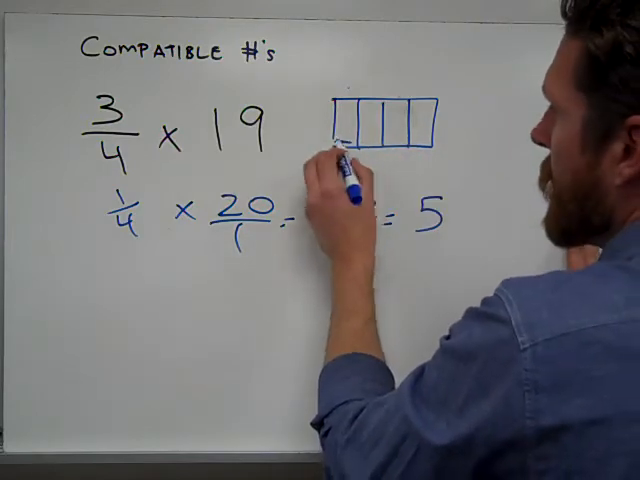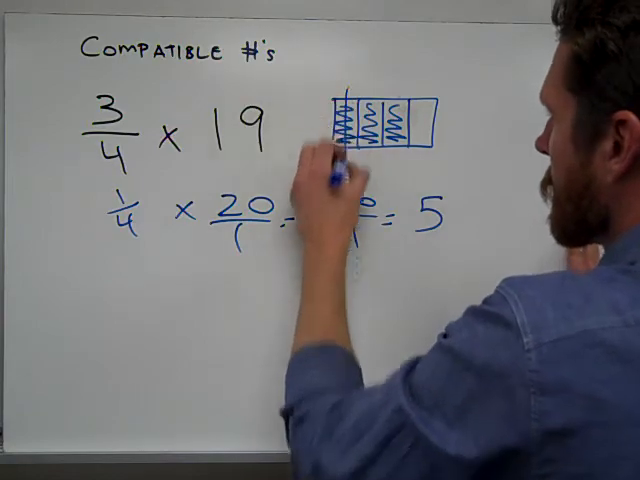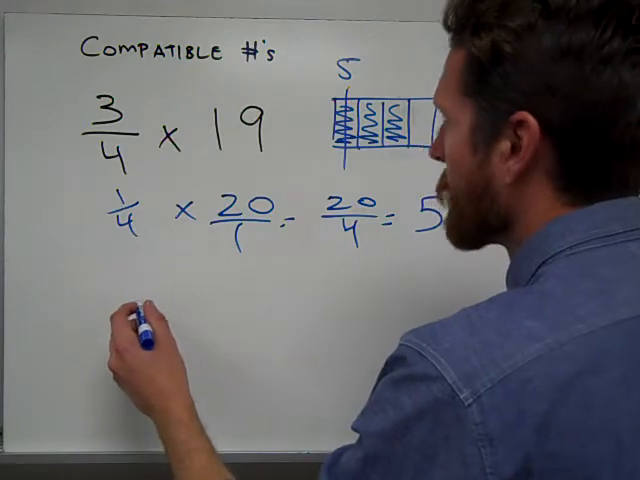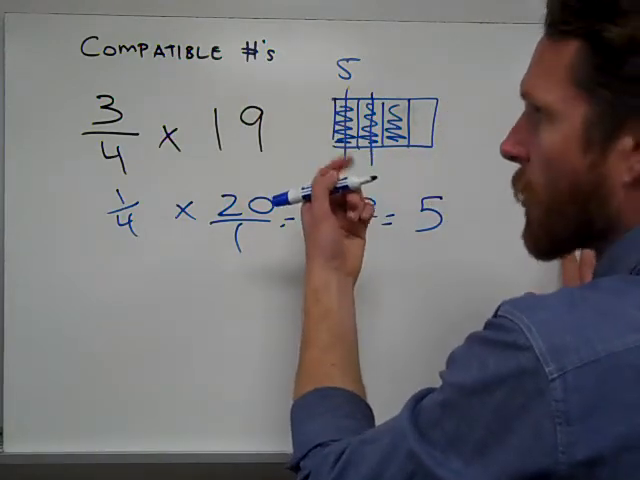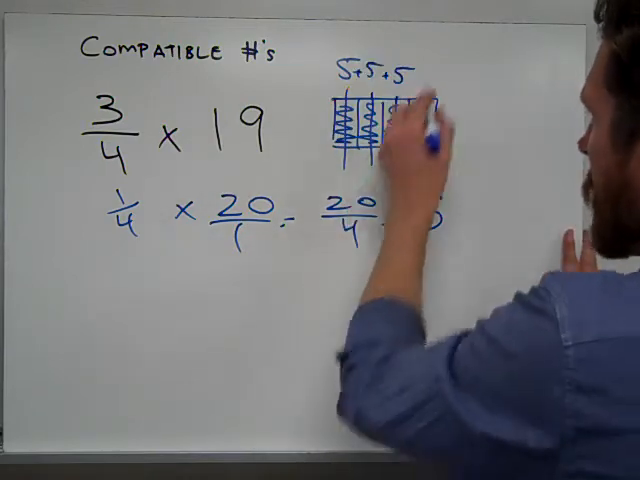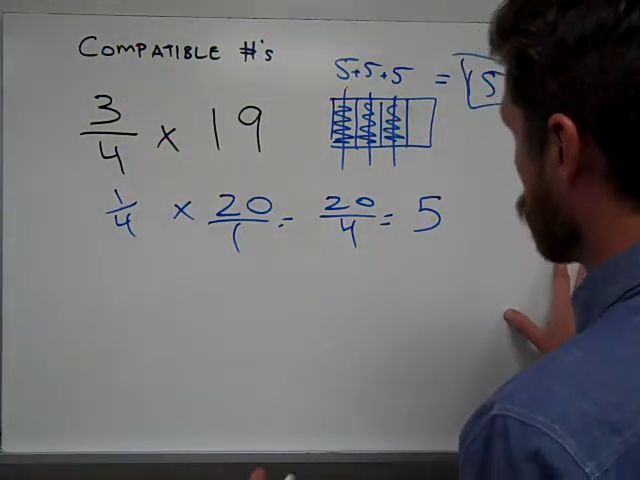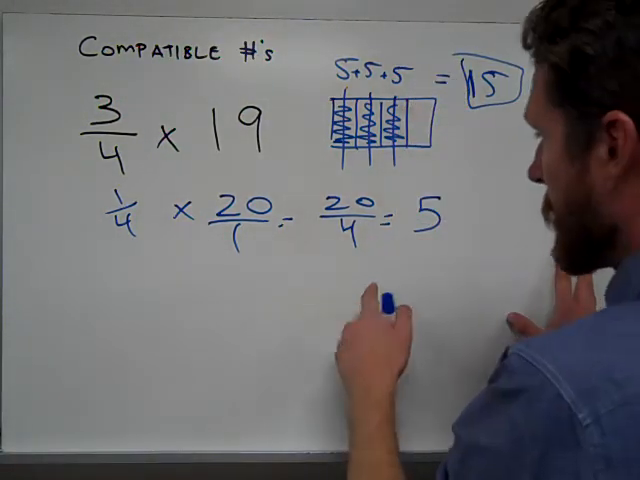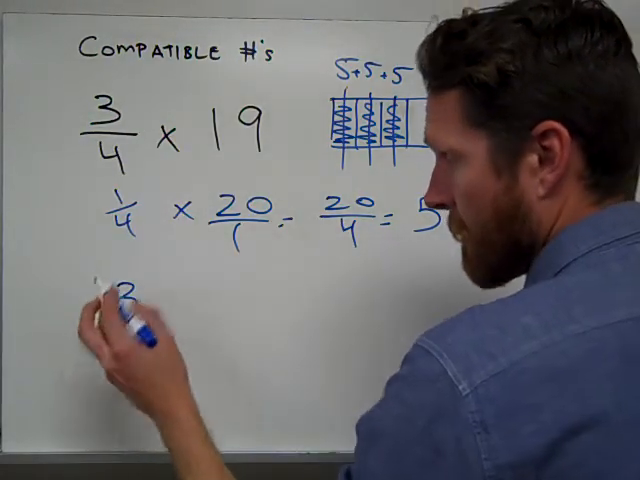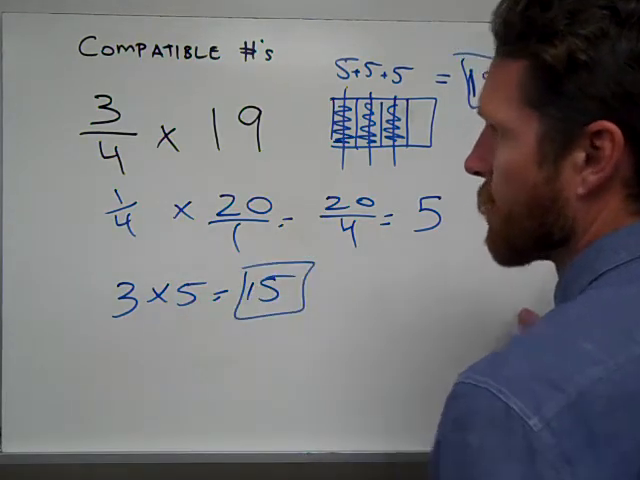If I have fourths, and I have 1, 2, 3/4, 1/4 is equal to 5. Alright? So if 1/4 is equal to 5, the next fourth is equal to 5, and the next fourth is equal to 5. And 5 plus 5 plus 5 equals 15, and that would be my answer. Another way is to know that 1/4 equals 5. So 3/4 times that 5 equals 15 would be my answer as well.